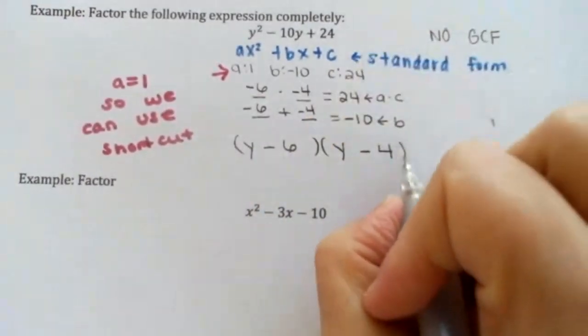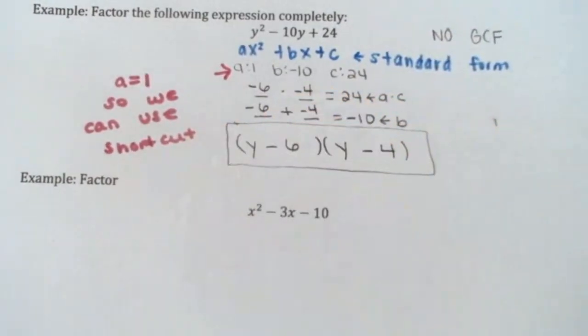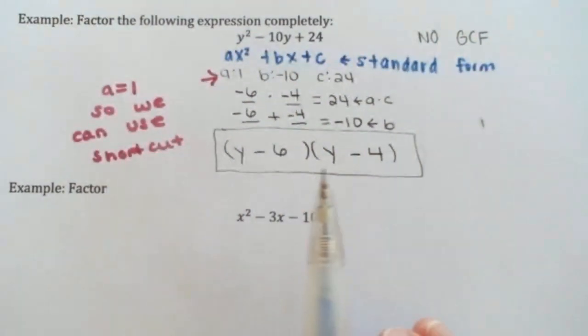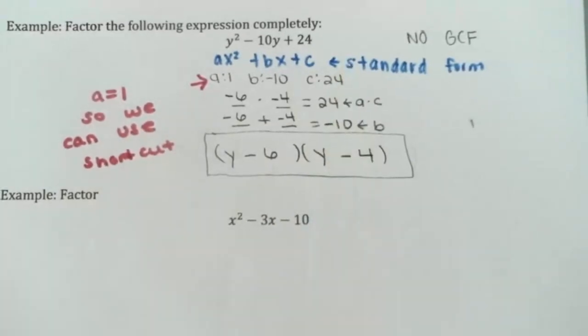Let's do this over. Done. I didn't have to factor by grouping. None of that. So much better, right? So y minus 6 times y minus 4. Y minus 6 is a factor. Y minus 4 is a factor. Multiply your two factors together. You would get back to your original problem. Super cool.